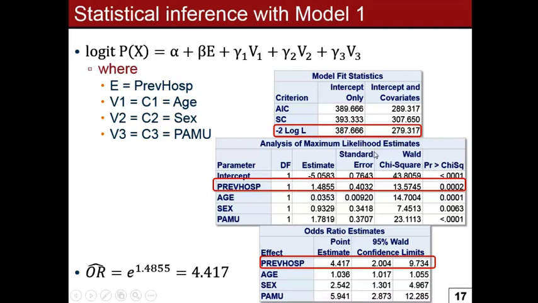Here in this table, analysis of maximum likelihood estimates, we've seen pieces of this table before. And here on the row that says previous hospitalization, that's the exposure term. Here's the beta term. Here's the beta hat estimate. Here's its standard error. And this is the Wald chi-square statistic plus its p-value. This is exactly equal to, whoa. Was I wrong? I'm right.